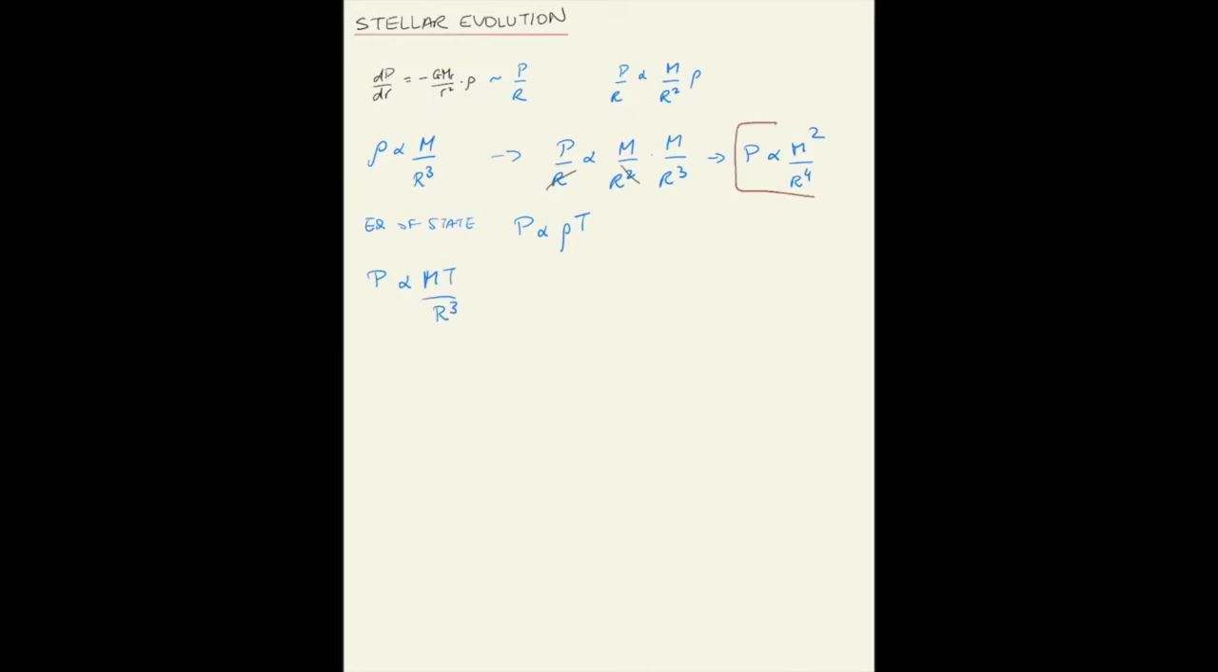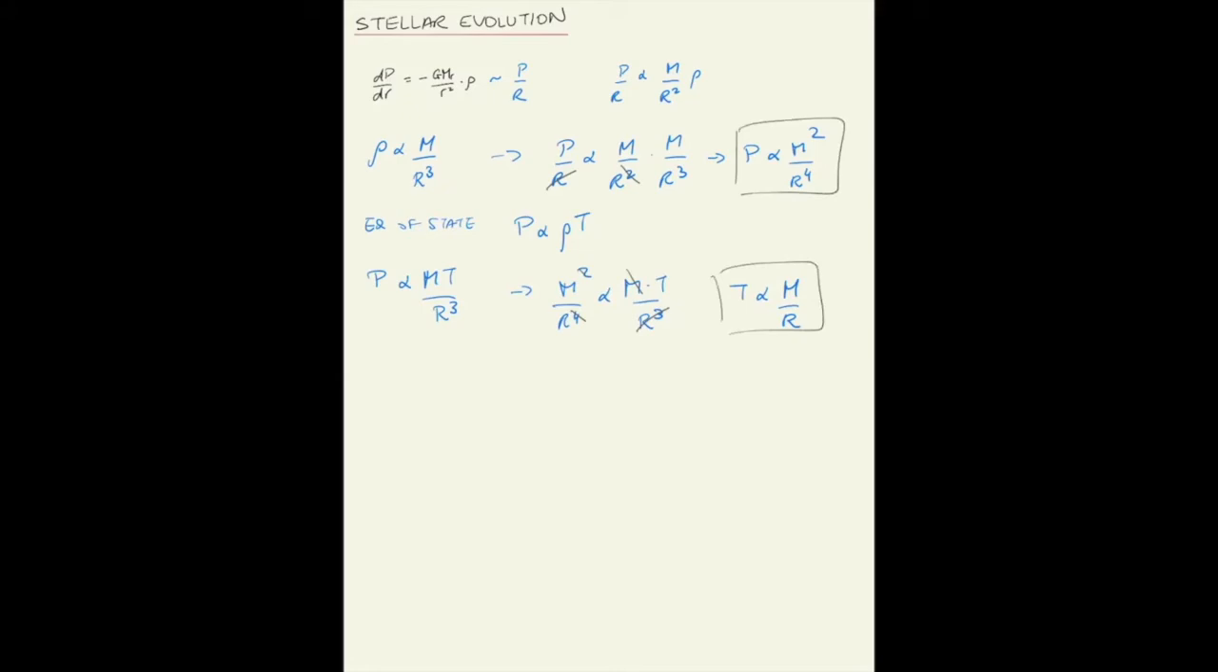Now, to have both this expression and this expression hold, you must have that M squared over R to the fourth, which is the right-hand side of this, must be proportional to the right-hand side of this, which is mass times temperature over R cubed. Cancel the masses and the radius and isolate the temperature. Then you find that the temperature must be proportional to the mass over the radius. Let's save these proportionalities that we found for the pressure and for the temperature.